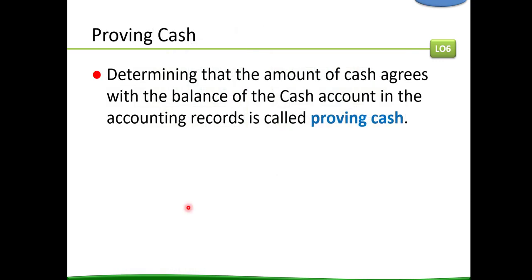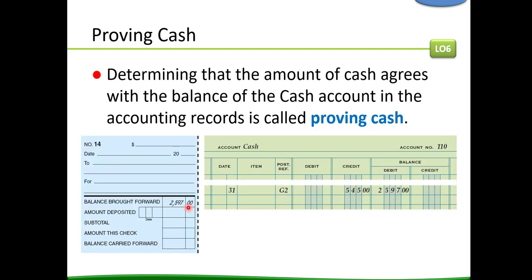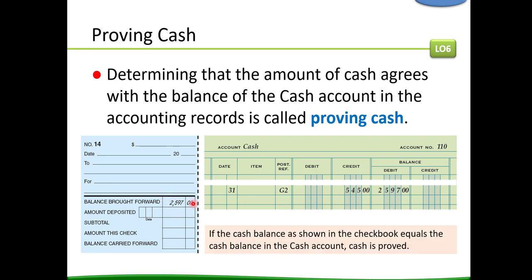Determining whether the amount of cash agrees with the balance of the cash account is called proving cash. And so this is our check stub. Balance brought forward is what we had previously in the account. If this number matches here, then the cash is proven. So basically, does what's in our bank match what we say we should have in our bank? We're golden.